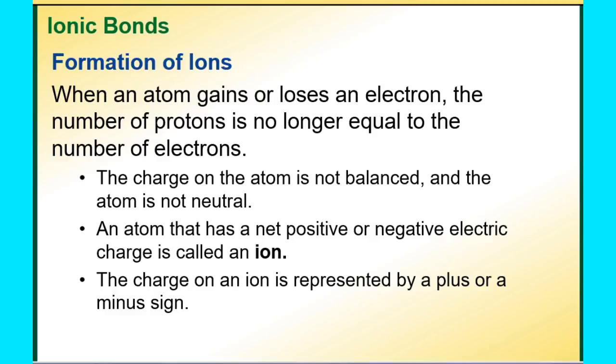Formation of ions. When an atom gains or loses an electron, the number of protons is no longer equal to the number of electrons. The charge of the atom is not balanced, and the atom is not neutral. An atom that has a net positive or negative electric charge is called an ion. The charge on an ion is represented by a plus or a minus sign.